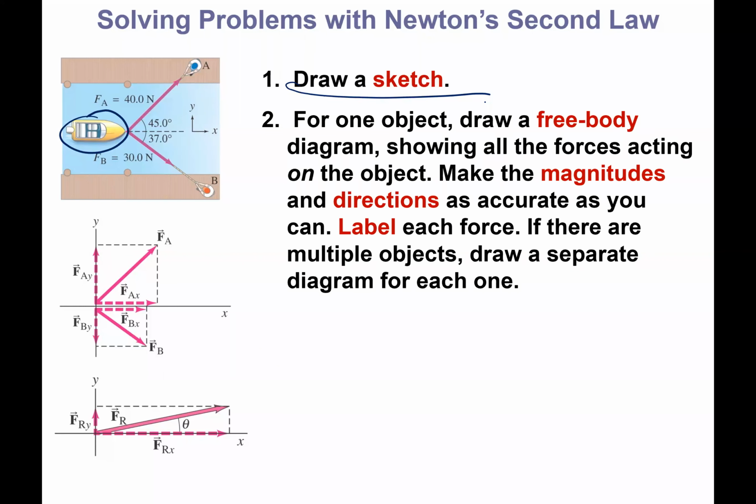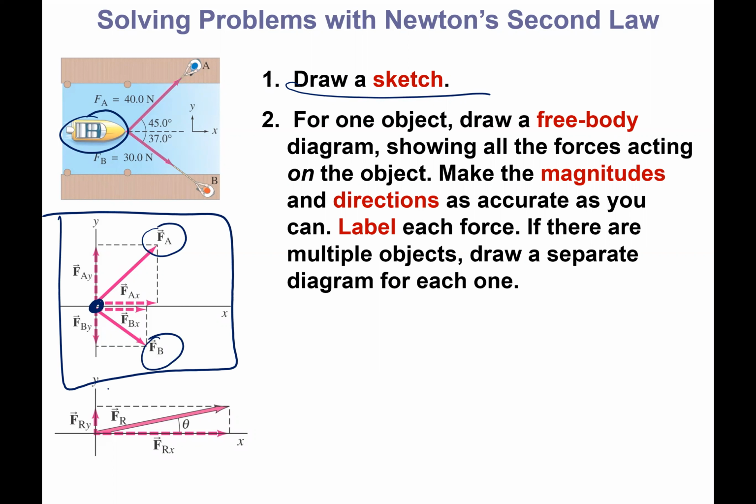Then for one object, draw a free body diagram, which is where you decide which one is your object. Is it the boat? Is it object A, or person A, or person B? Well, let's say the boat. So then you take the boat and use the free body diagram. That means you only take your boat as an object and put it at the center. And then you say, all right, so there's force A and force B acting on it.